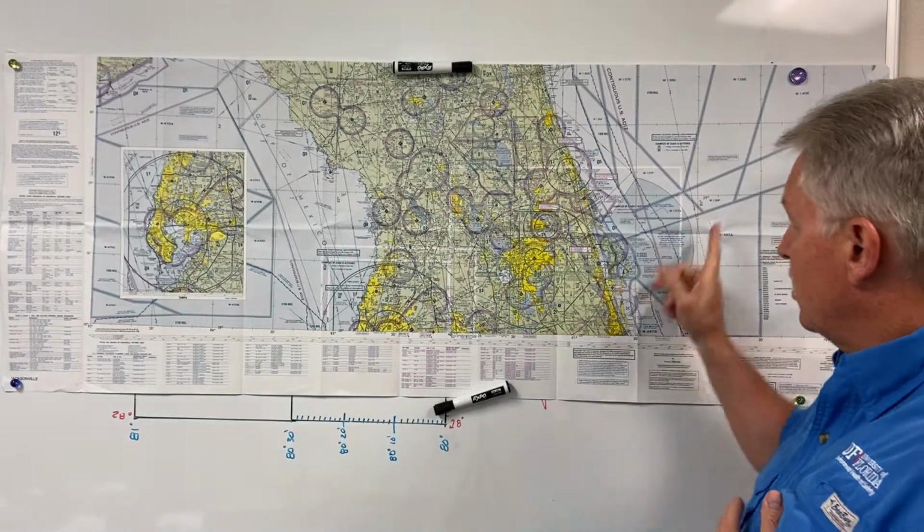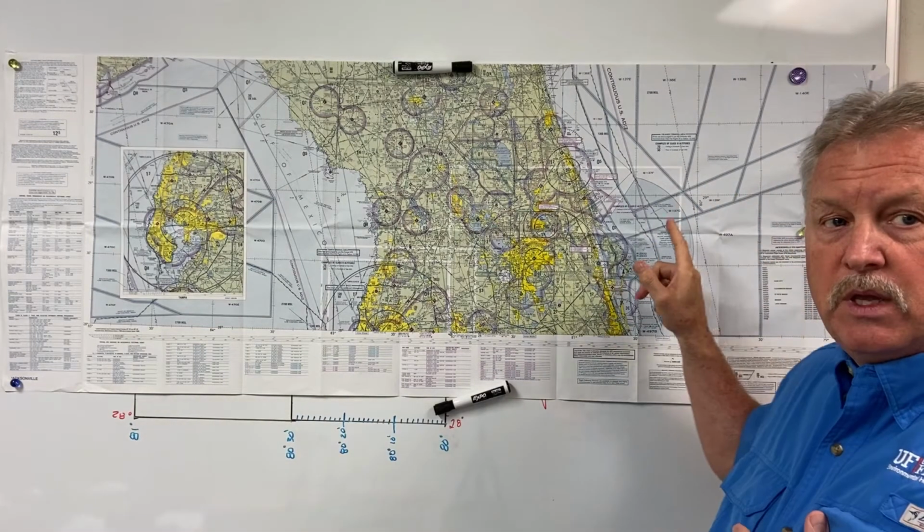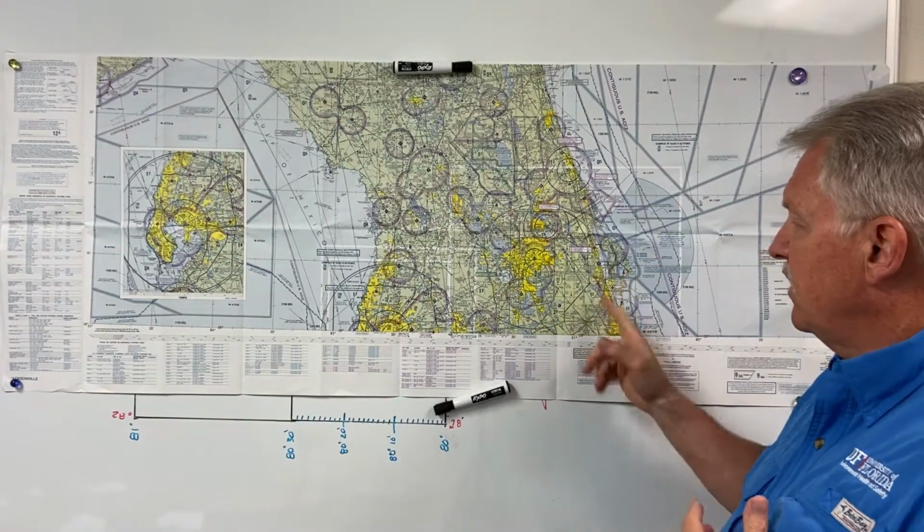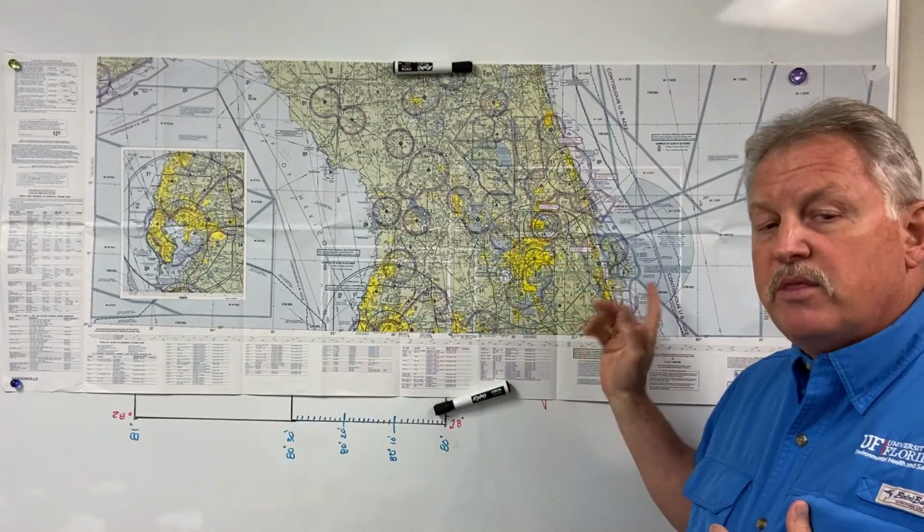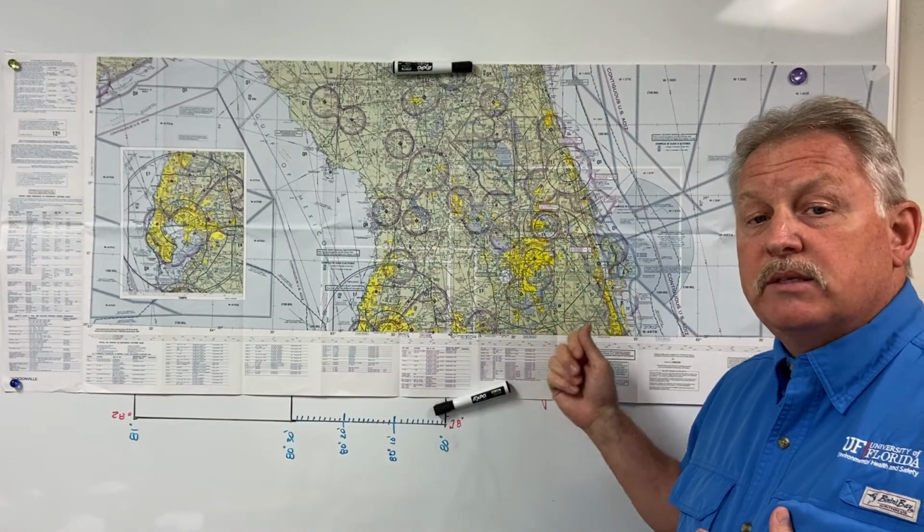So first, we're going to do some latitude and longitude, and we'll show you how to do it here. And then we're going to zoom in on some specific areas, and we're going to show you how to read that along with the airspace that's contained there.